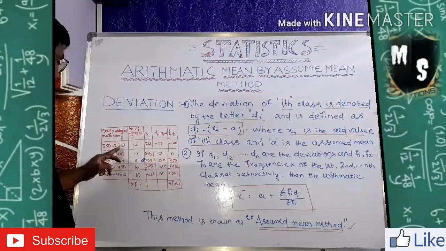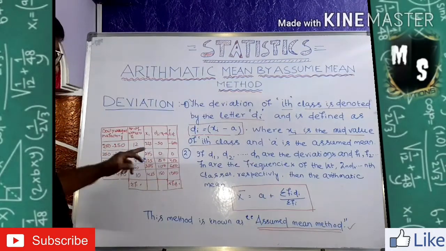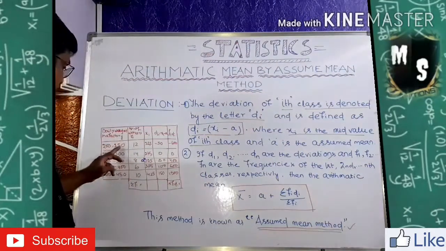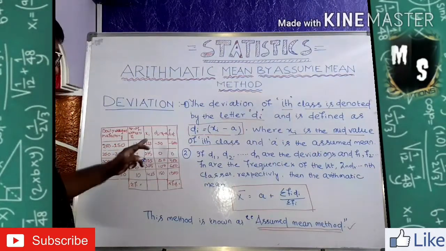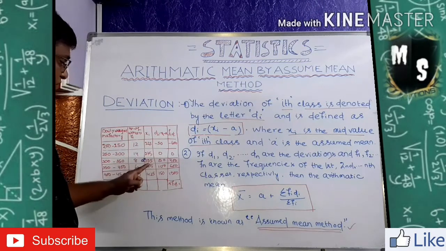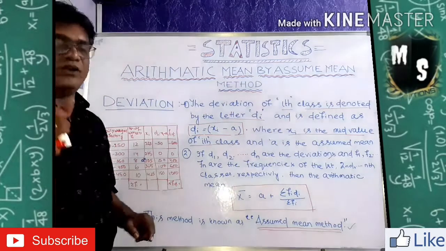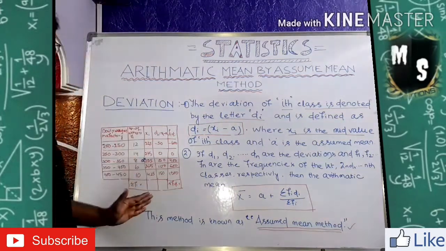Then it is 250 plus 200 by 2, which is 225. Then don't calculate the rest. What is the gap here? The gap is 50. Just add 50 each time: 225, 275, 325, 375 and 425. So we got our observation column now.